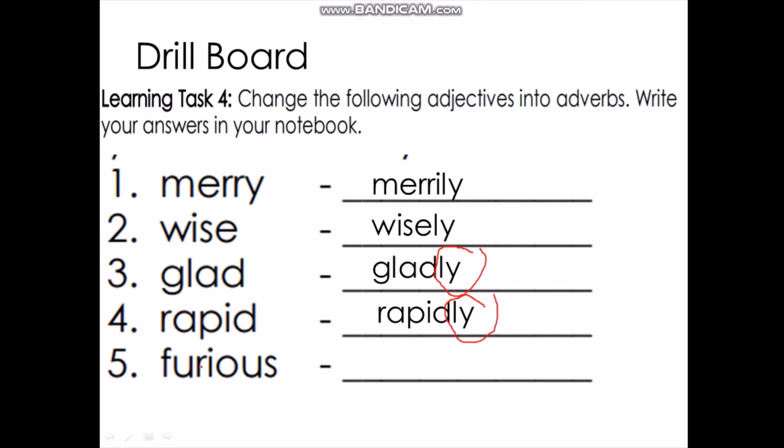Okay, last, number 5, furious. Okay, change it into an adverb. Times up. The correct answer is furiously. Okay, and then we add ly again. If you got 5 correctly, good job.